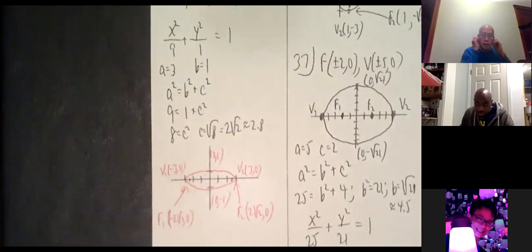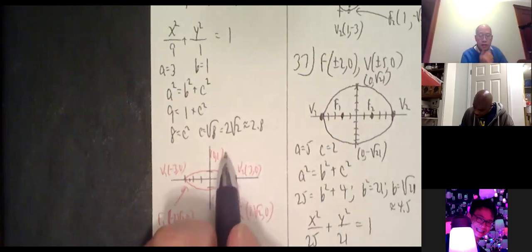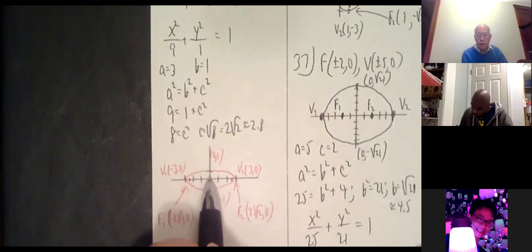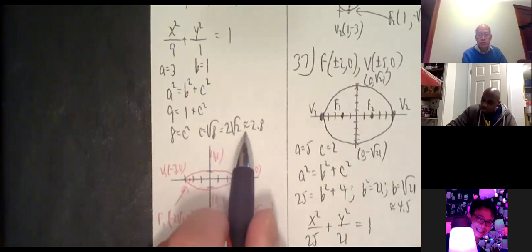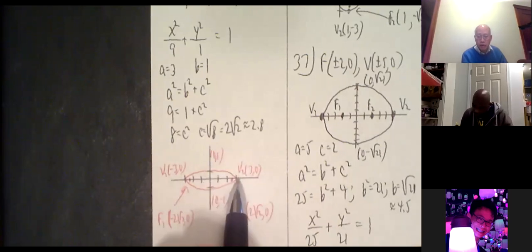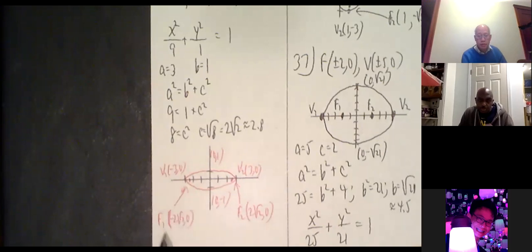And the foci, I go left and right. You can tell you can't go up and down. If I go 2.8 up, I'm outside of the ellipse. So I go 2 radical 2, about 2.8. Now, all the way out to the vertex is 3, so 2.8 is almost all the way out there, right? So here's a case where the foci are very close to the vertices. Okay, so F1, negative 2 radical 2, 0, and focus 2, positive 2 radical 2, comma, 0. And that's that.